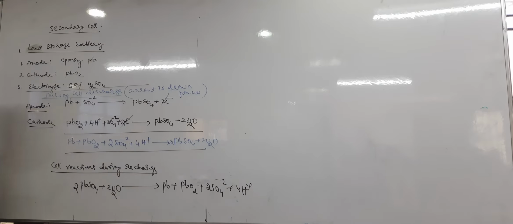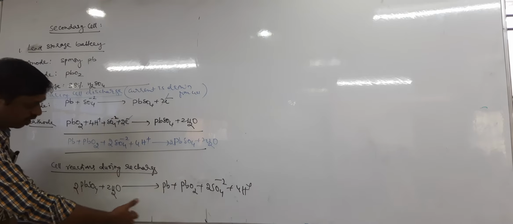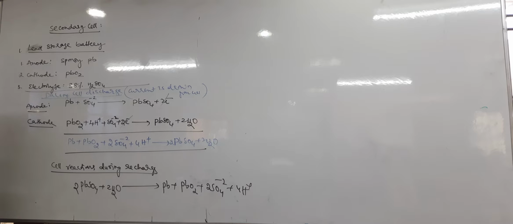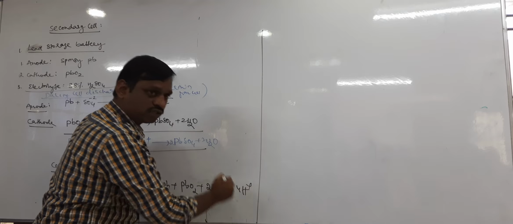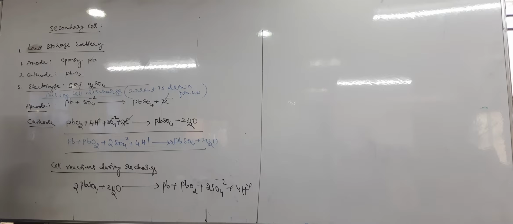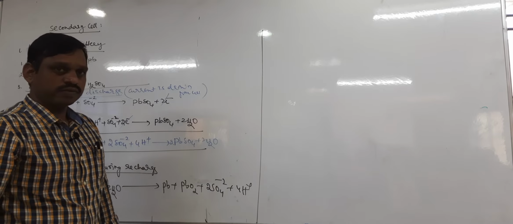It means when current is passed from an external source, what happens? These products again convert into reactants. Now you get PbSO4 and H2O. When you get reactants, again these reactants convert into products. That means again current can be discharged, that means it can be drawn. So therefore this is reversible, right? Next, the second example. What is the voltage? 2.05 volt electric current will be produced by this cell.